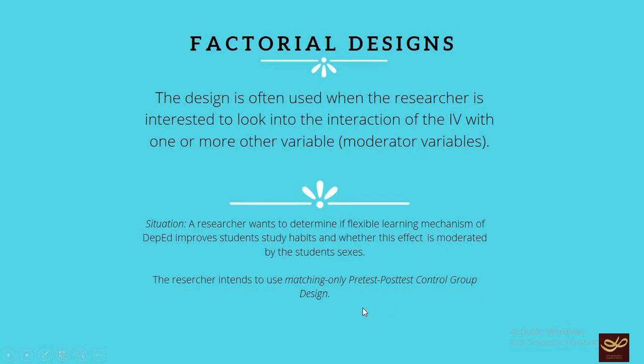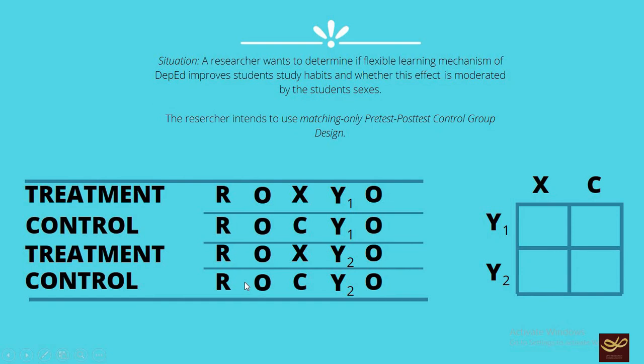So this is my assumption, and this is how it will look like. So you have a treatment and a control. Notice the Y1 refers to your male, the Y2 refers to your female. So for the Y1, you did some measurement before and after. For Y2, you also did some measurements before and after. All of these are randomly assigned and randomly selected. So this is an illustration of a factorial design.